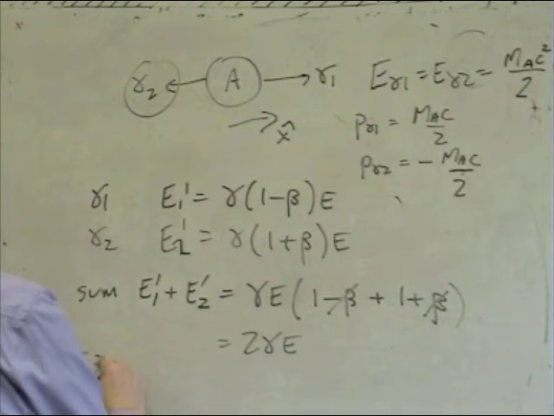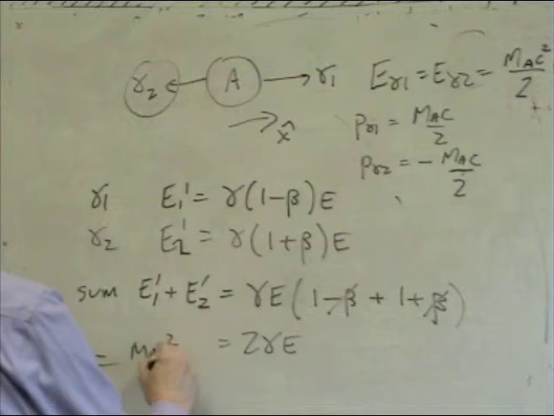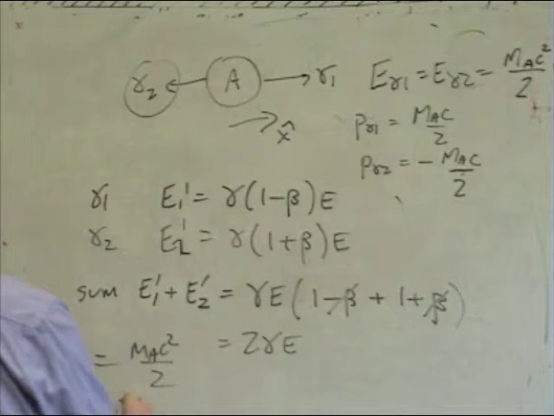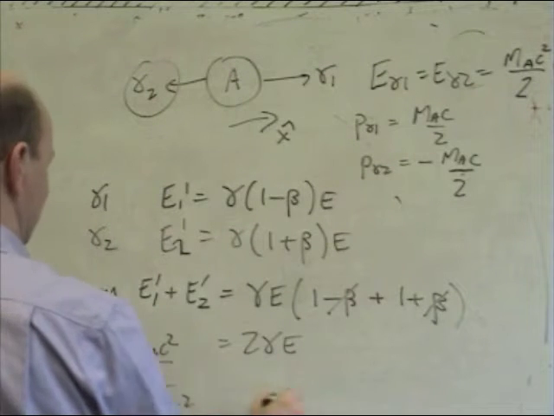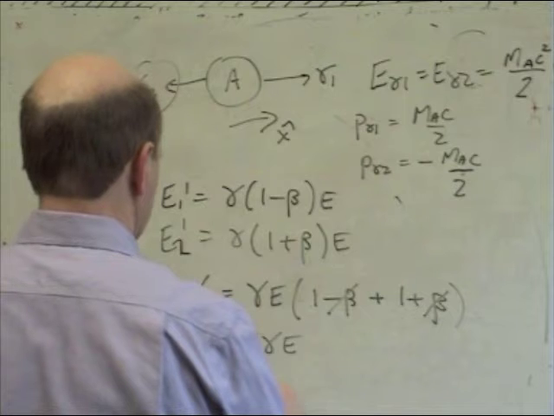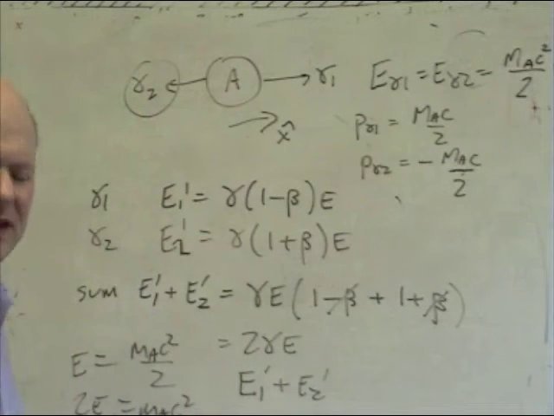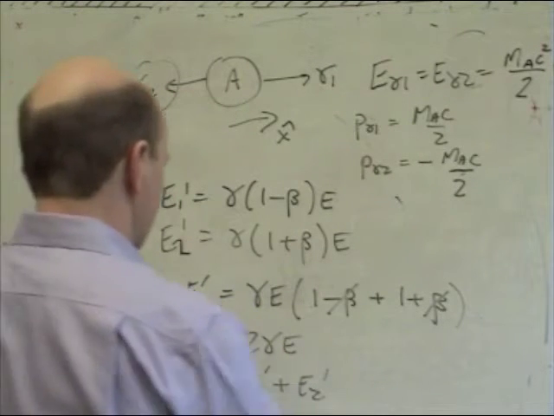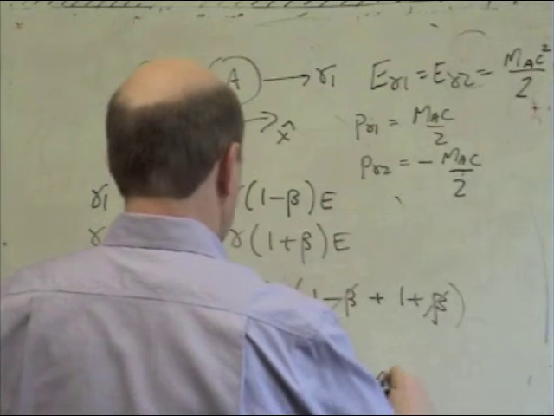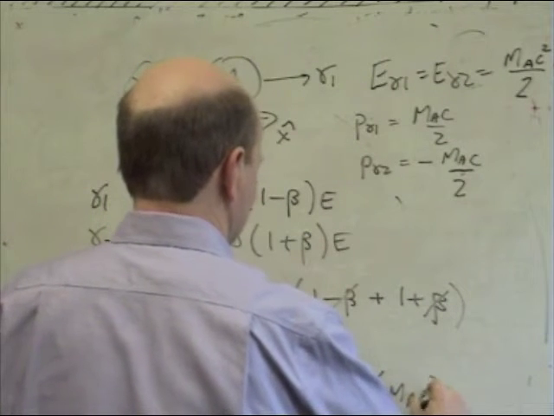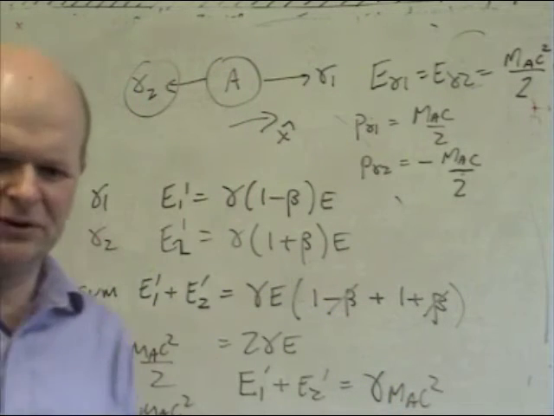But E equals m a c squared upon 2. So 2E equals m a c squared. So that E1 prime plus E2 prime, the sum of the energies of the two photons in the moving frame, equals gamma times m a c squared. Now this brings up an interesting point.